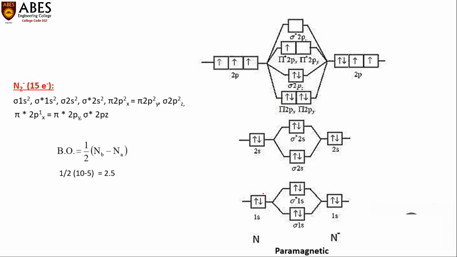Similar to the nitrogen cation or nitrogen, here also the electrons will fill in the same manner. First, electrons will enter the 1s orbital and form antibonding and bonding molecular orbitals. Then the remaining electrons will enter the 2s orbital and form sigma 2s and sigma 2s star. After that, one p orbital of the nitrogen atom contains 3 electrons and the remaining contains 4 electrons.